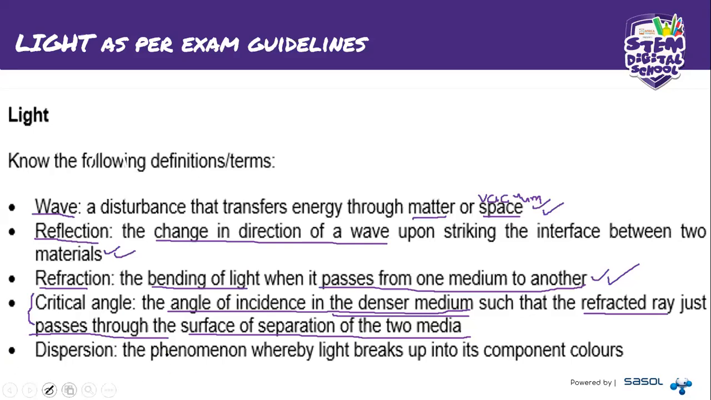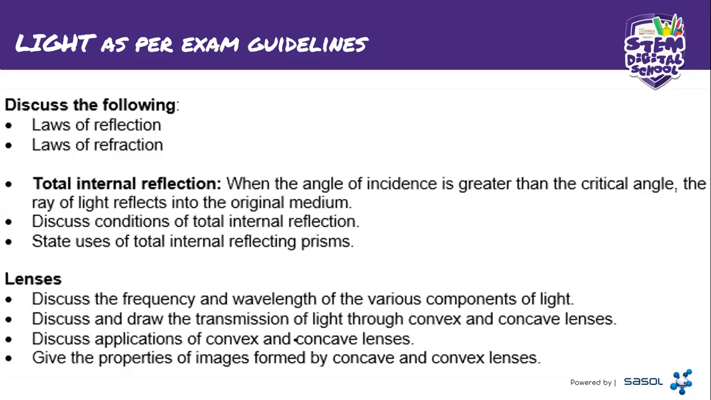And another concept which we will learn later about is dispersion, which we will also define. It is simply the phenomenon whereby light breaks up into its component colors. So we're not doing that today. We are actually going to deal with that tomorrow. And then we must be able to discuss the following: the laws of reflection, the laws of refraction. We are able to do that. And for today, my dear learners, we will be focusing on total internal reflection.